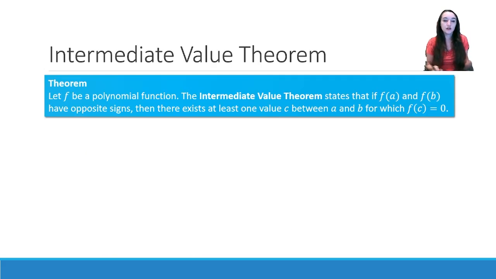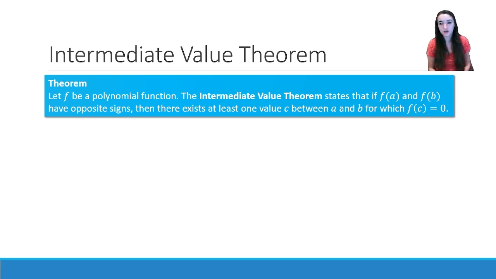All right. Next, we're going to talk about something that's going to feel a little unrelated for a moment, but it does help us a lot. So, the intermediate value theorem. This is a special theorem. Let f be a polynomial function. The intermediate value theorem states that if f of a and f of b have opposite signs, then there exists at least one value c between a and b for which f of c equals 0.